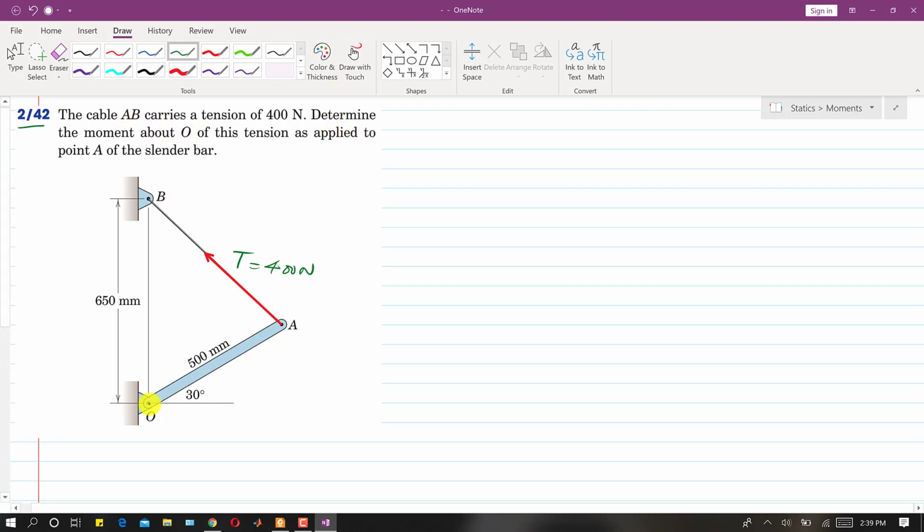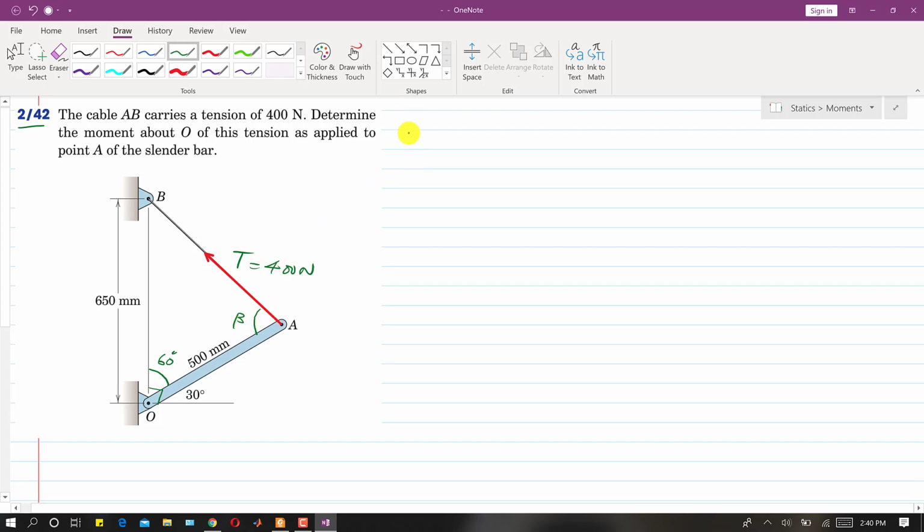So we need to determine the moment about this point O of this tension applied at point A of the slender bar, right? First, if we see, this is 30 degrees, so this whole angle is 90 degrees. So how much is this angle? It is 90 minus 30, so this angle is 60 degrees, right? Now we need to find this angle. Let's suppose this is beta.